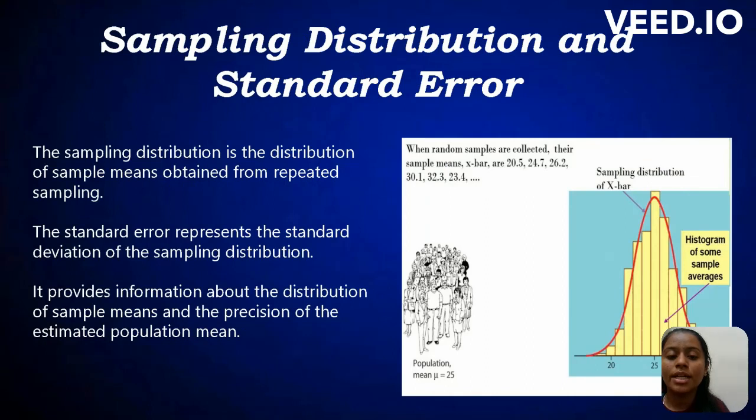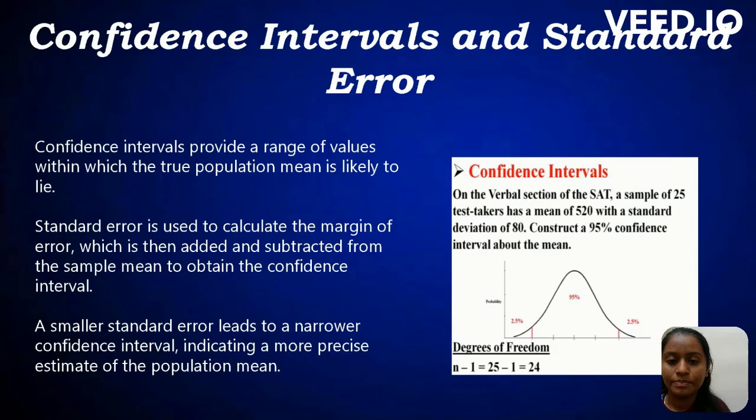Sampling distribution and standard error. The sampling distribution is the distribution of sample means obtained from repeated sampling. The standard error represents the standard deviation of the sampling distribution. It provides information about the distribution of sample means and the precision of the estimated population mean.